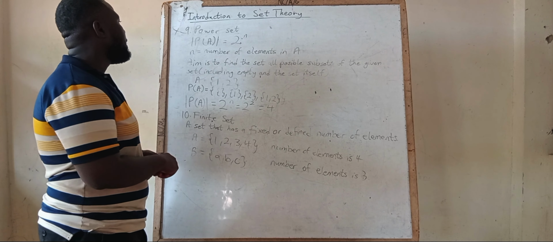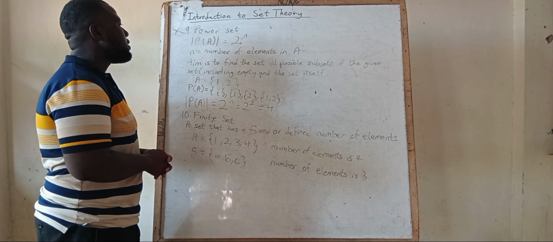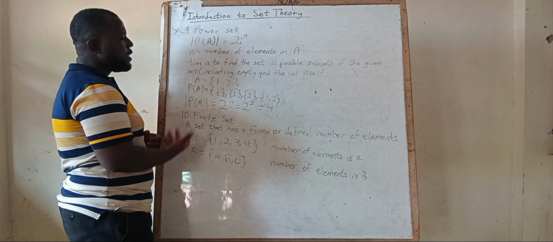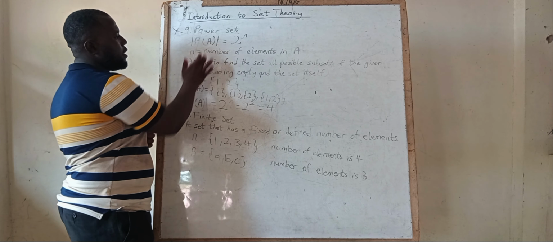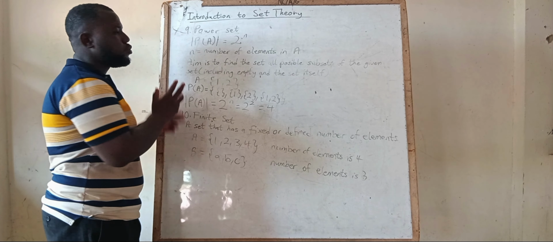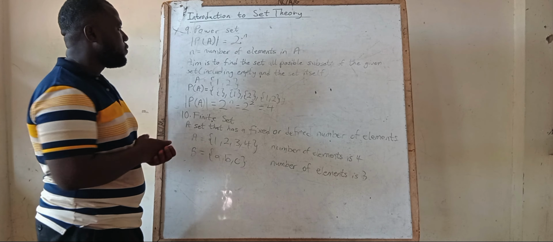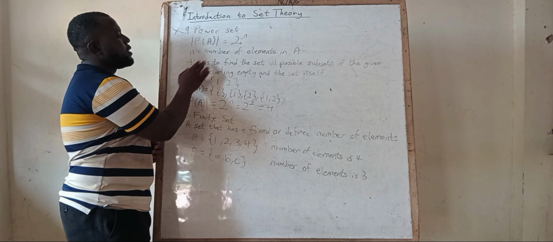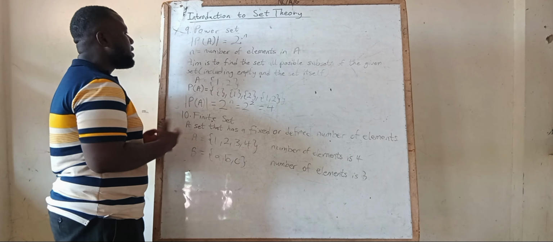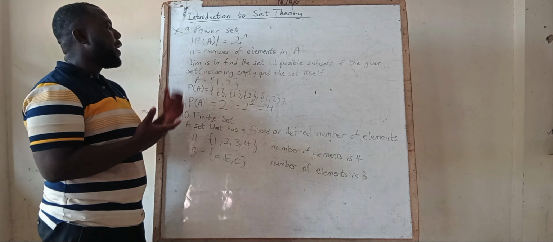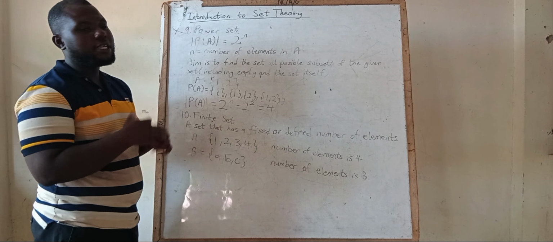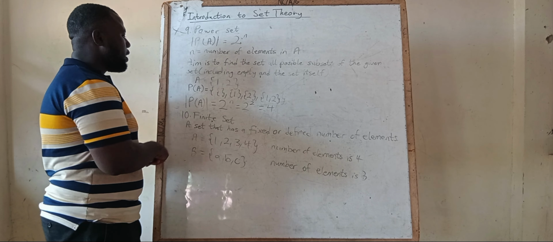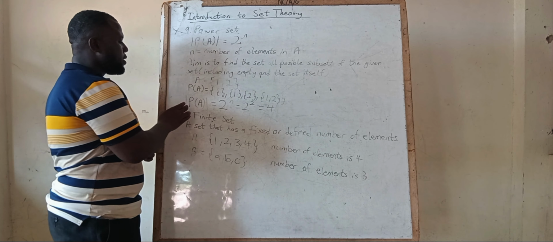Let's move on to point 9, which is power set. Power set is denoted by P in brackets, then you put the set given. In this case, the set is A, so you put P of A, with A in strokes. The formula we use to find power set is 2 raised to the power n, where n is the number of elements of the set given, this time A. The aim is to find the set of all possible subsets of the given set, including the empty set and the set itself.